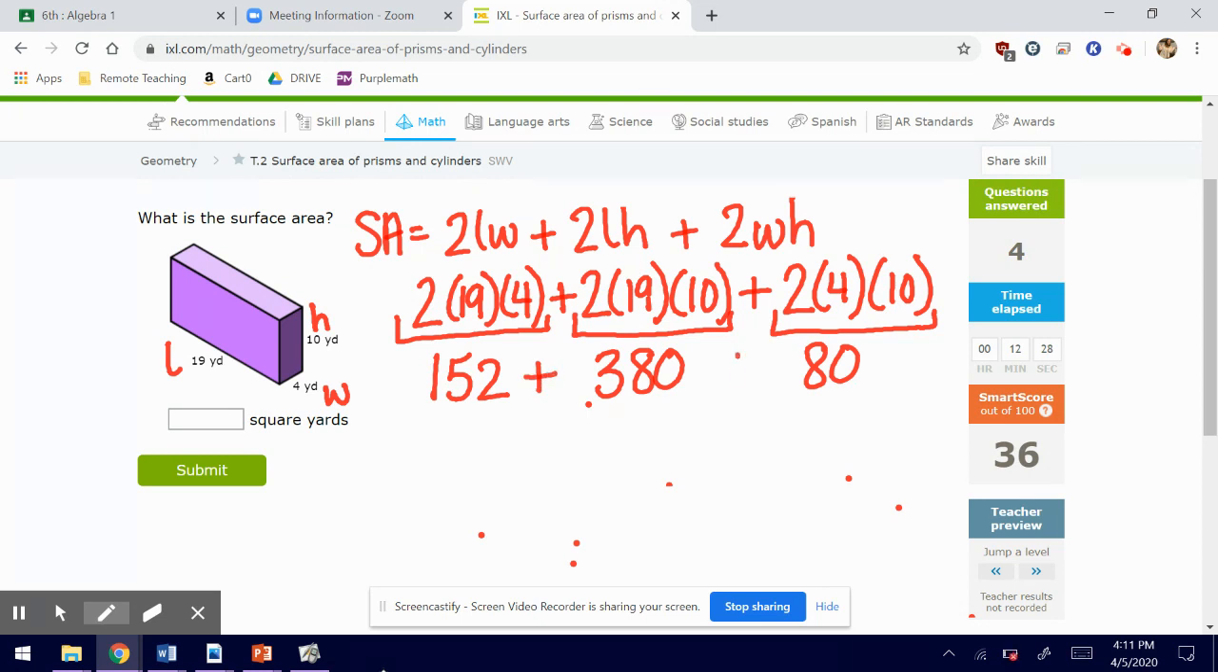I'm going to add all of these together. 152 plus 380. Oh, hold on one second. Okay, 380 plus 80 is going to give me 612. That's what I type in the calculator, 612.